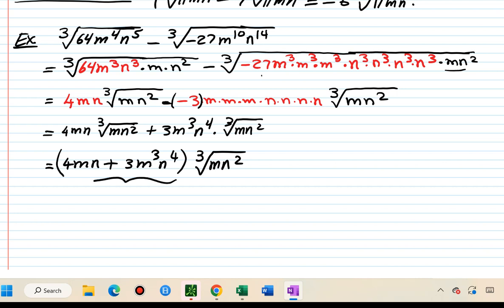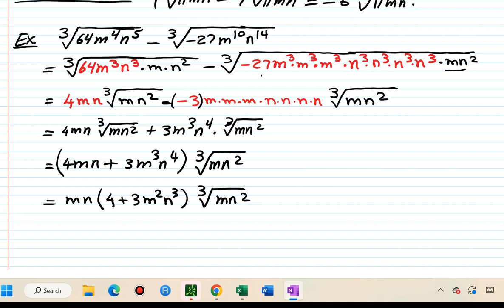And of course here we can get a GCF, right? So let's continue with this. I'm going to factor out mn, the GCF. So it's going to be 4 plus 3m squared n cubed times the cube root of mn squared. That's the final answer for this one.